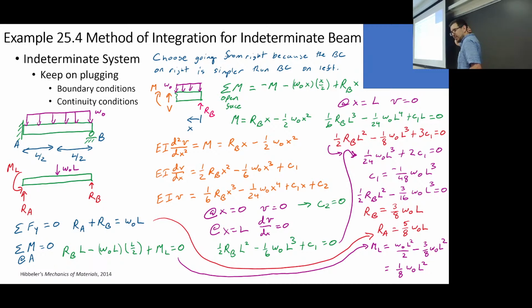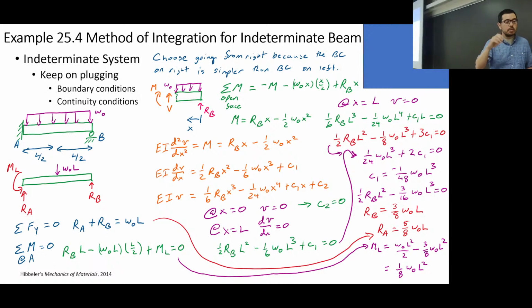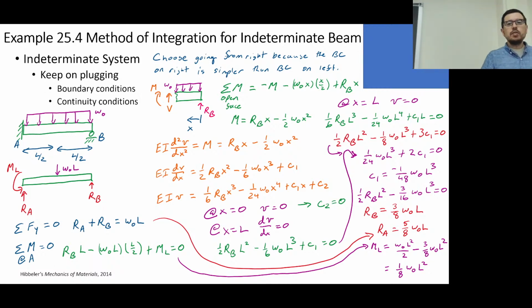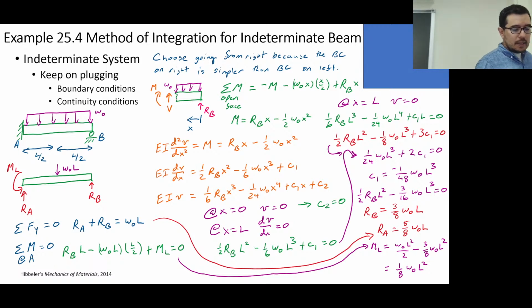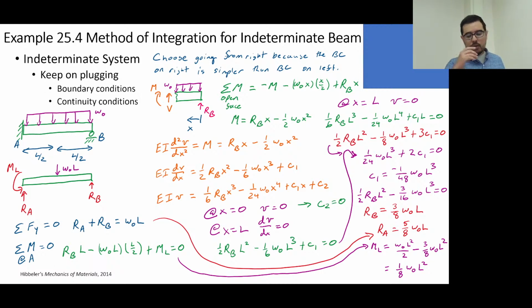You say, oh, did you really use constitutive relationships? Yes, we did, right? Constitutive is relating the internal forces to displacements. Where are the constitutive relationships in here? Right here. Well, that was the second derivative of the displacement is equal to 1 over EI times the moment. Okay. So with these indeterminate systems, if you use the method of integration, you have an opportunity to do quite a bit of math. All right.